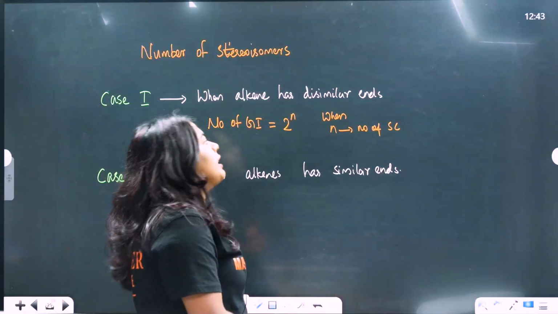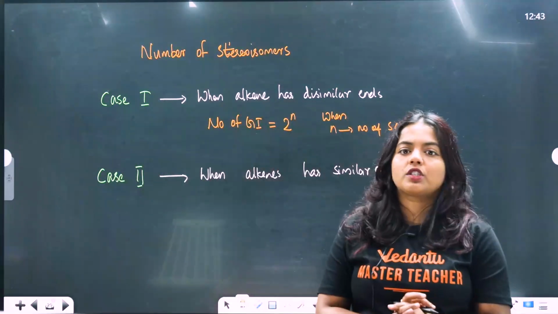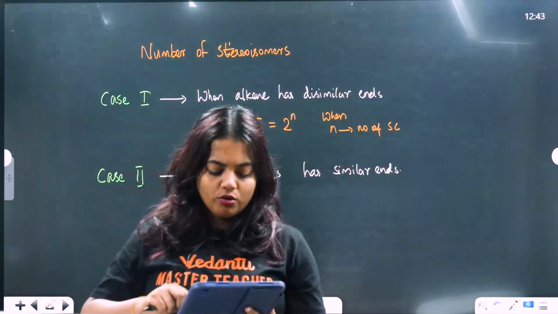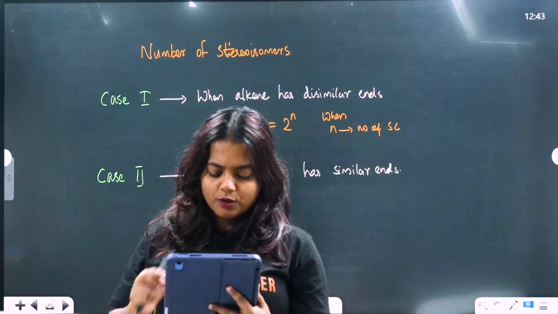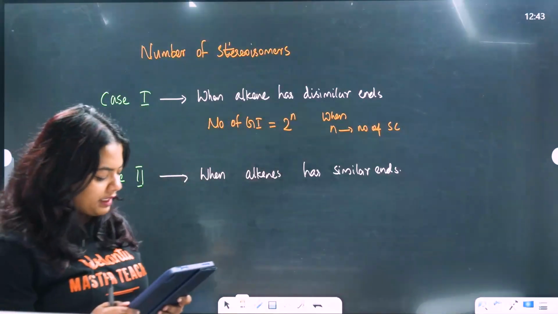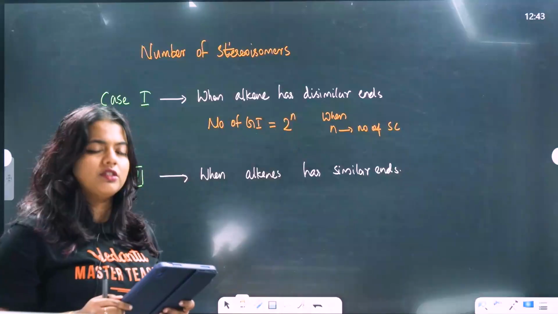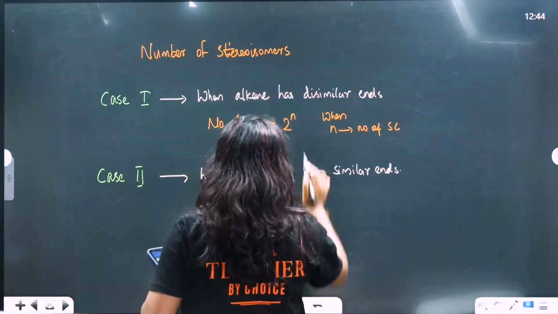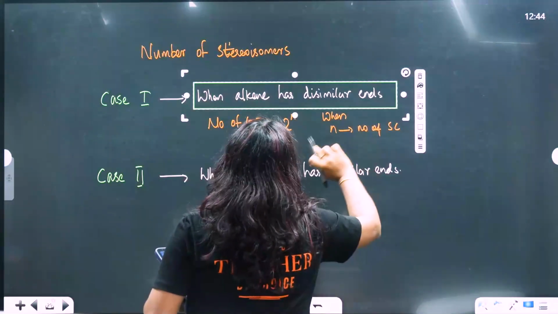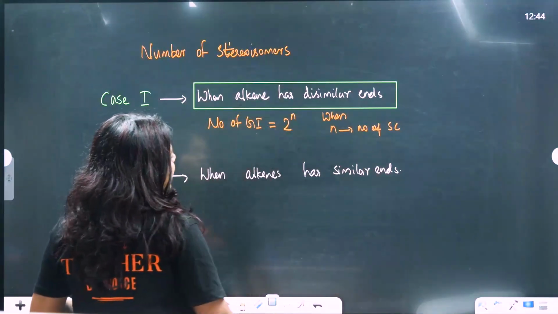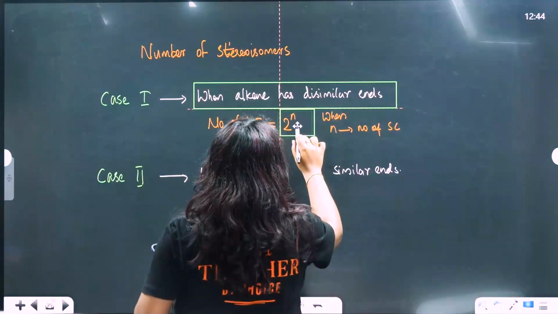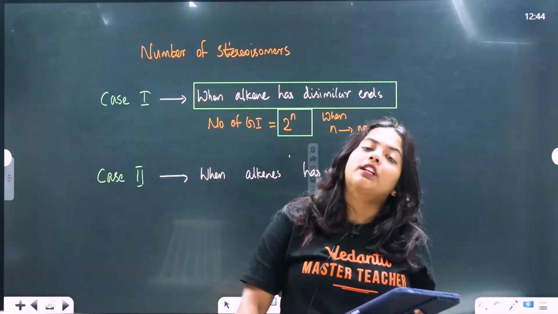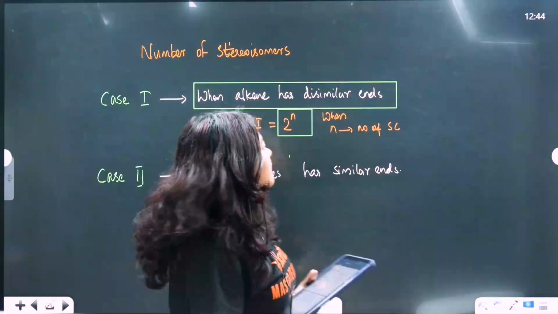Next one, how to find the number of stereoisomers. They ask a question about the number of stereoisomers; I will give you the question also. How do you find the number of isomers? There is a trick for that, not a trick, actually a formula. Whenever the alkenes have dissimilar ends, I will tell you what dissimilar and similar ends are, the number of geometrical isomers is always 2 raised to n, where n is the number of stereogenic centers. See how many stereogenic centers there are, and 2 raised to that number is the answer if it has dissimilar ends.